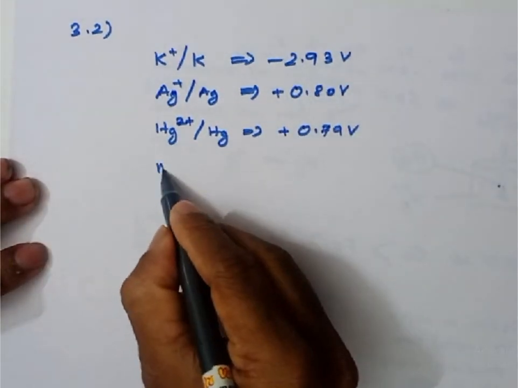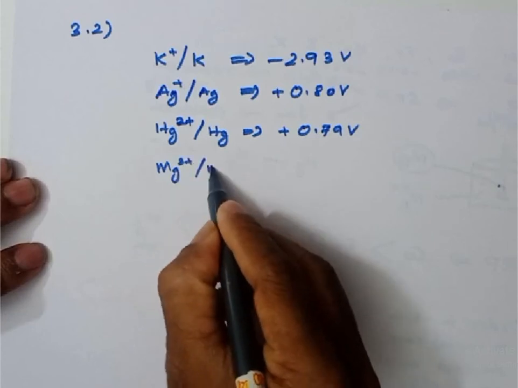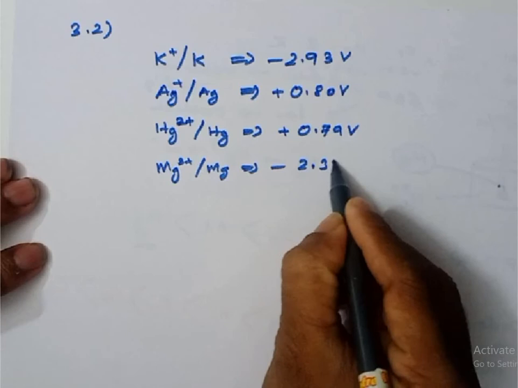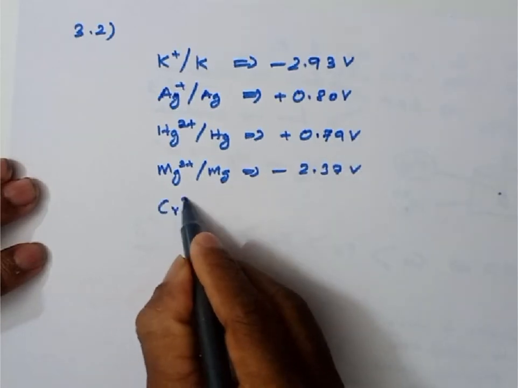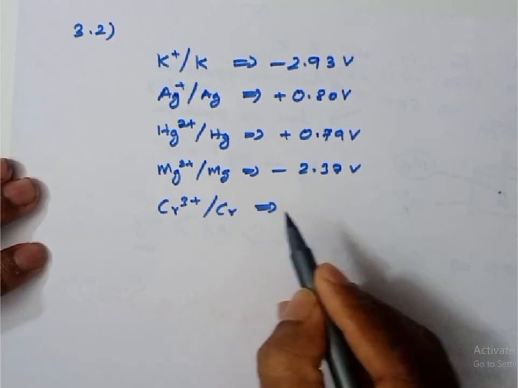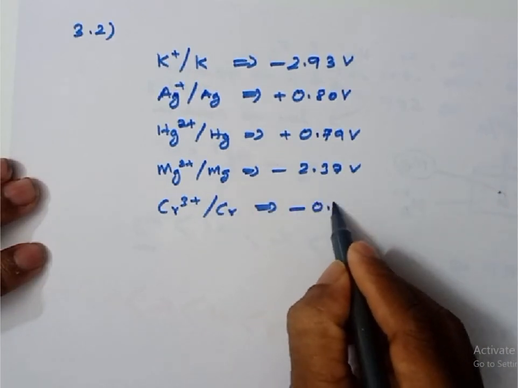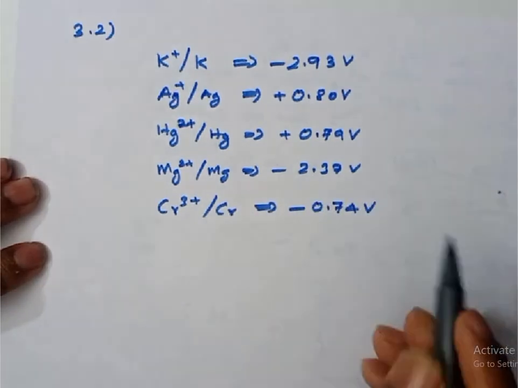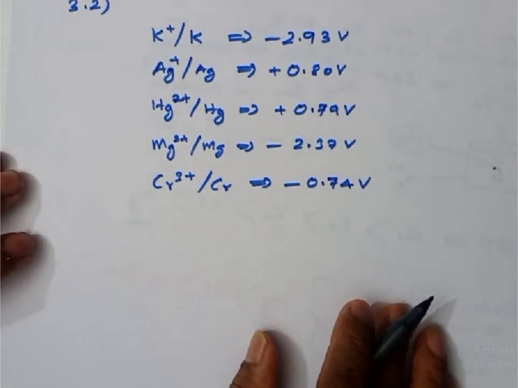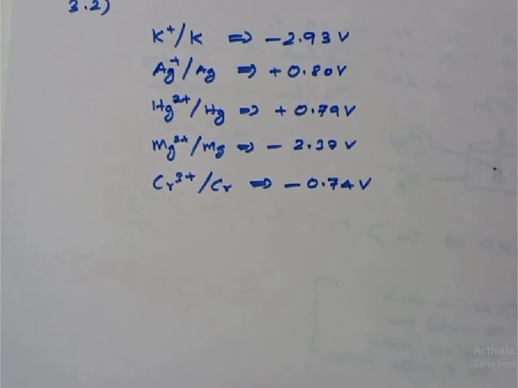For magnesium 2 plus becoming magnesium, the value given is minus 2.37 volt. Then one more ion is given, chromium 3 plus becoming chromium, with a value of minus 0.74 volt. And the question is this: arrange these metals in the increasing order of reducing power.